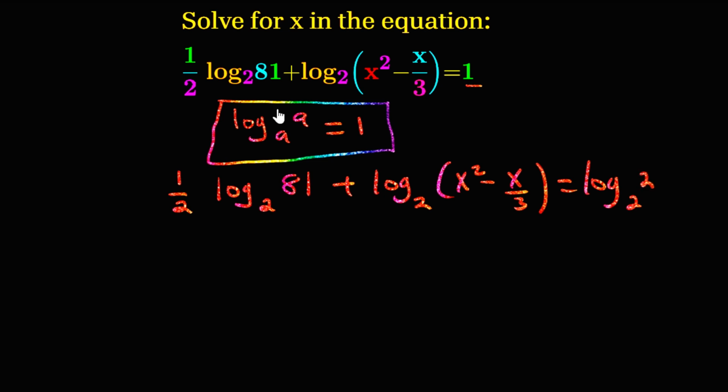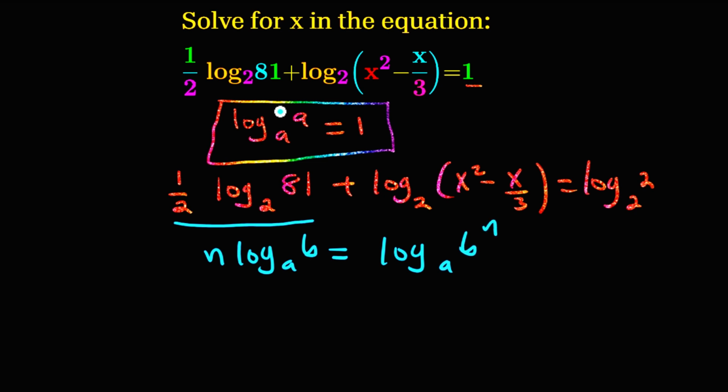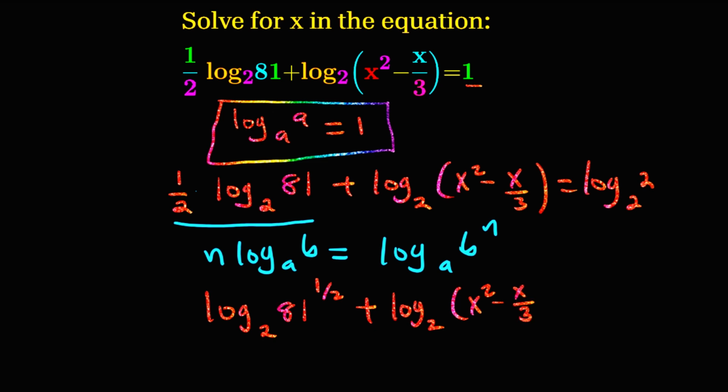Then we can apply the third law of logarithms to rewrite this first portion. Remember, n log to base a of b is the same as log to base a of b raised to power n. So we can bring this half to 81 so that we have log to base 2 of 81 raised to power half plus log to base 2 of (x squared minus x) over 3 equals log to base 2 of 2.